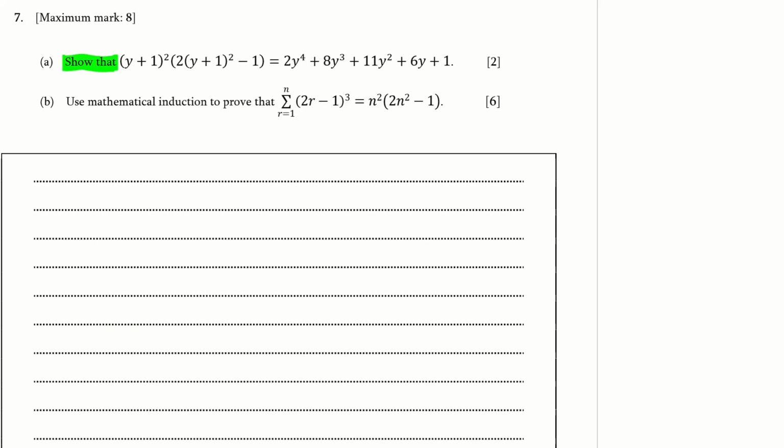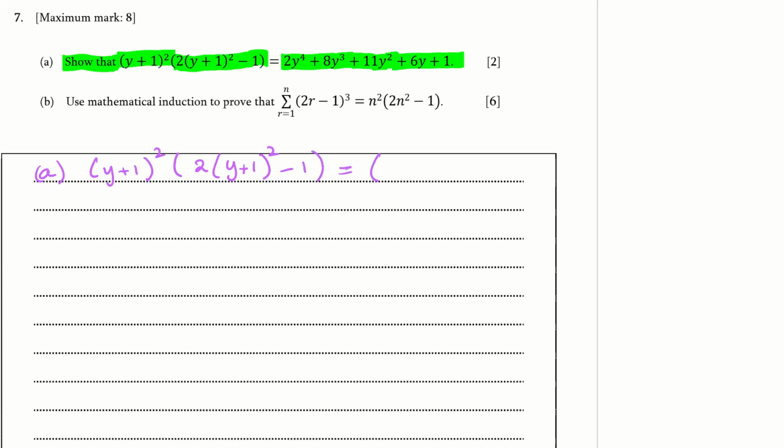Show that (y plus 1) all squared multiplied by (2(y plus 1) squared take away 1) is 2y to the 4 plus 8y cubed plus 11y squared plus 6y plus 1. So that's just an expanding job. We have (y plus 1) squared, and then in a bracket we've got twice (y plus 1) squared take away 1.